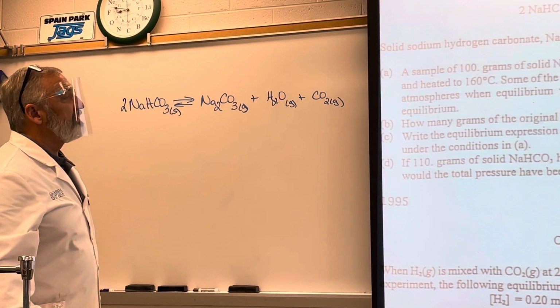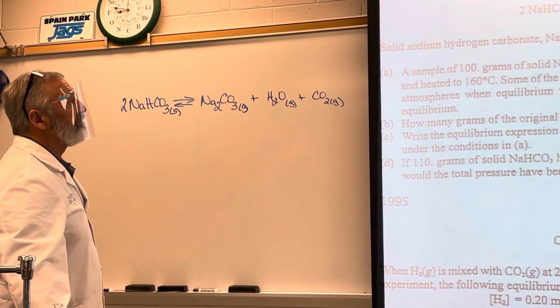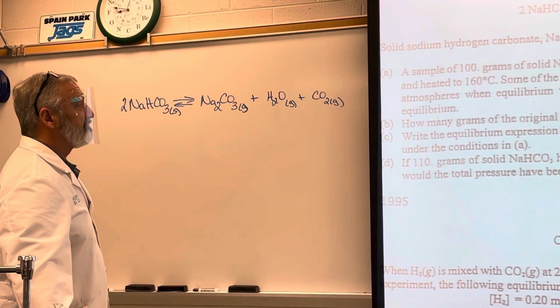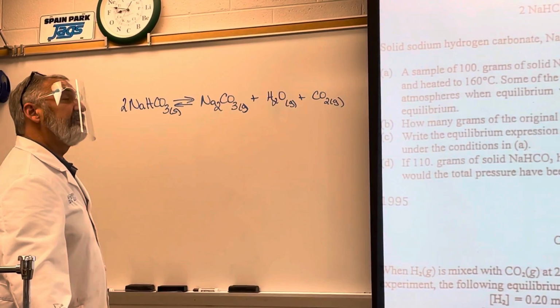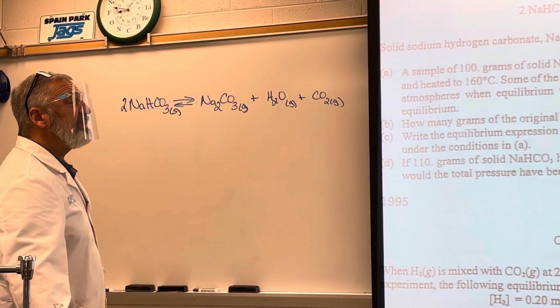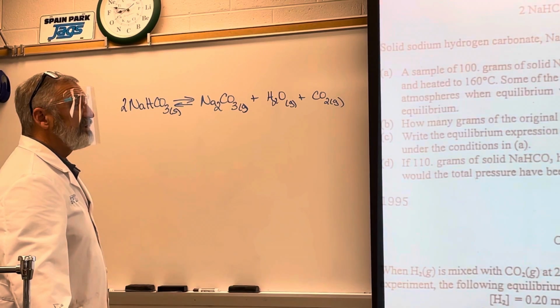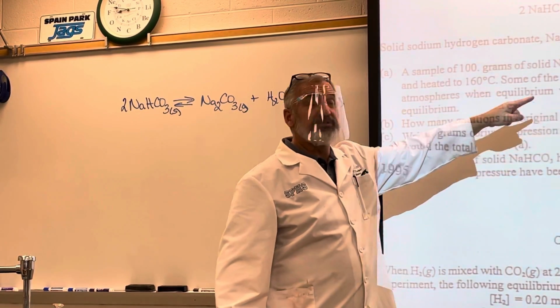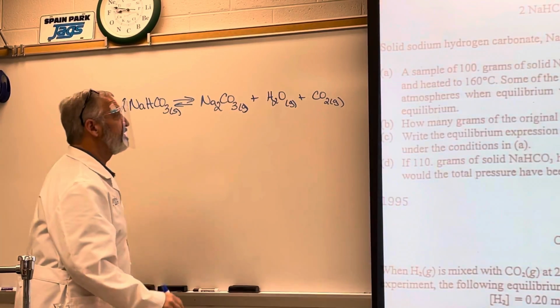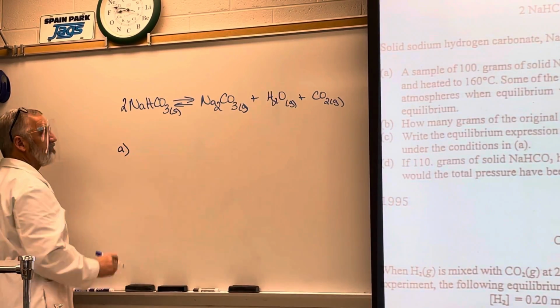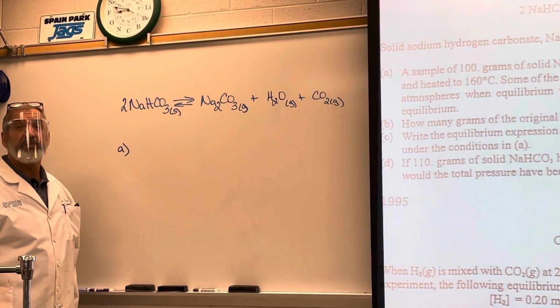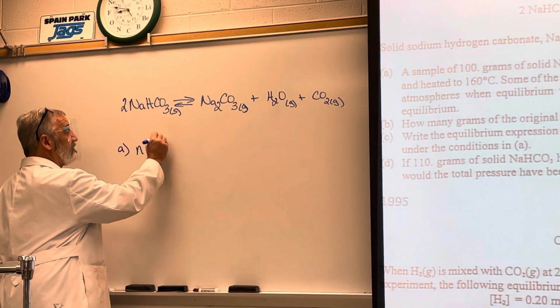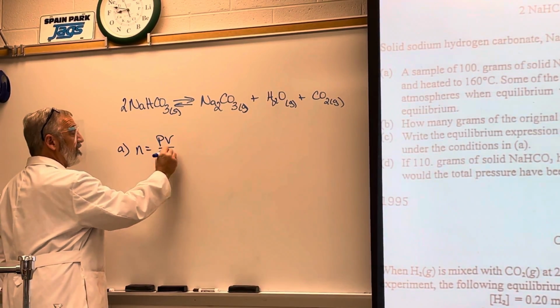So it says, calculate the number of moles of H2O present. So, how many atmospheres? Again, I have a temperature, I have a volume. So how do I find moles? Ideal gas law. N is going to equal PV over RT.